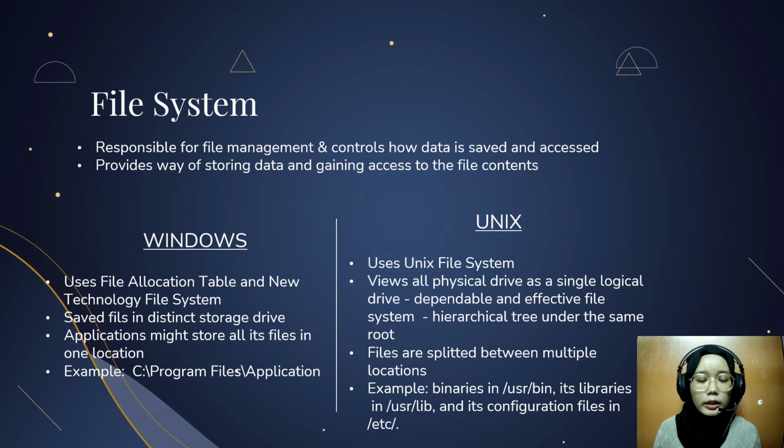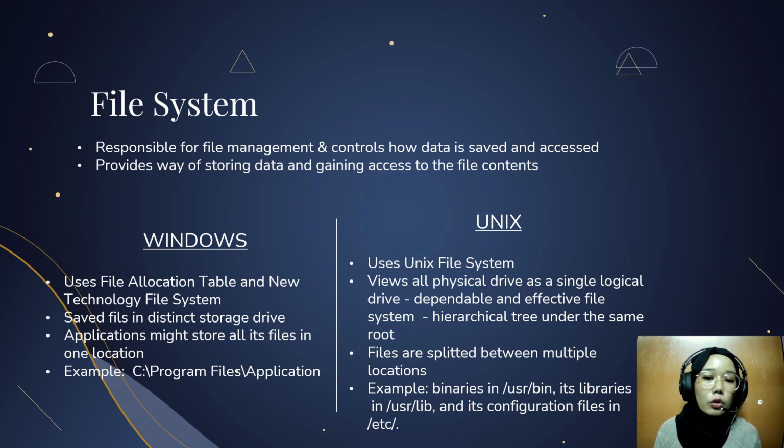First of all, what is a file system? A file system is a mechanism and data structure used by the operating system, which is responsible for file management, where it controls how data is saved and accessed in computers. It also provides a way of storing data and gaining access to the contents of files, including data and programs. The difference between Windows and Unix for the file system is that Windows uses the file allocation table and the new technology file system to manage the files.